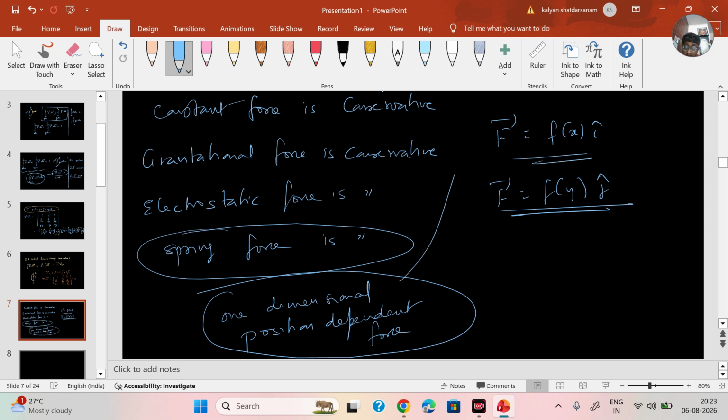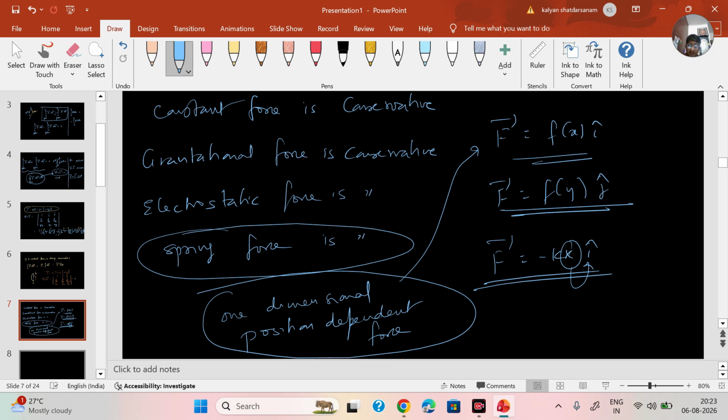Spring force comes into them. It is like F equal to minus kx i, something like this. It depends on the expansion in the spring and the force is in the x direction. So it comes under one-dimensional position-dependent force.